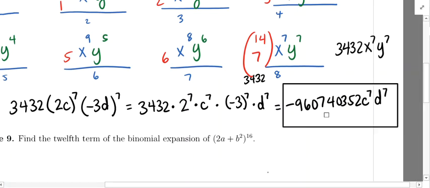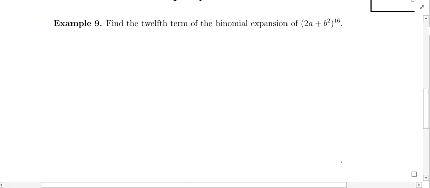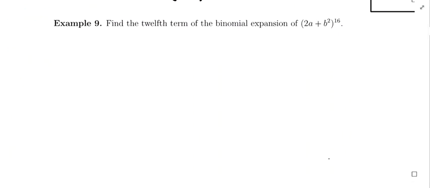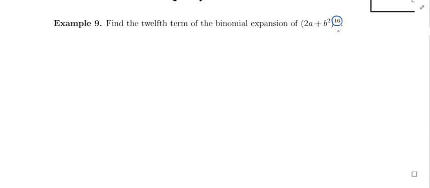All right, let's look at example 9. It says find the 12th term of the binomial expansion of (2a plus b squared) raised to the 16th power. When we expand this, since the outer power is 16, there's going to be a total of 16 plus 1, or 17 terms. We're interested in the 12th term only.